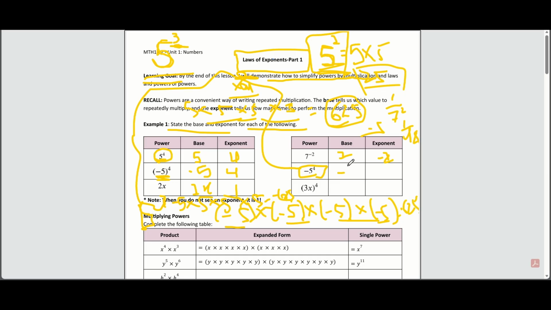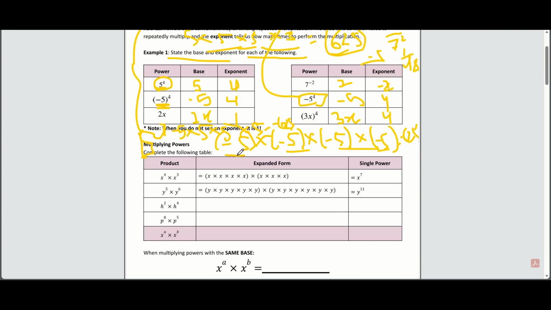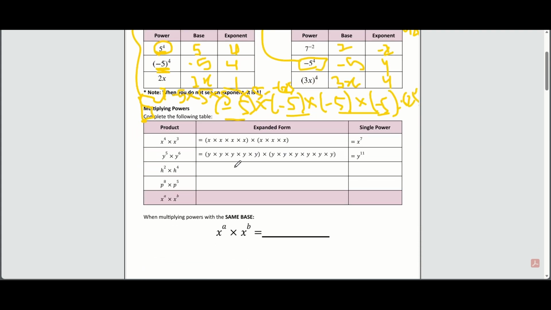Now we have negative 5 to the power of 4. So our base is negative 5 and the exponent is 4. And now we have 3x and the exponent is 4. So it's just 3x times 3x times 3x times 3x. So now let's try this question.